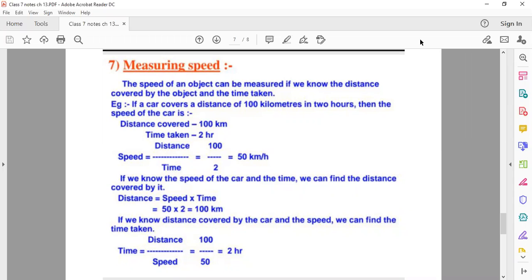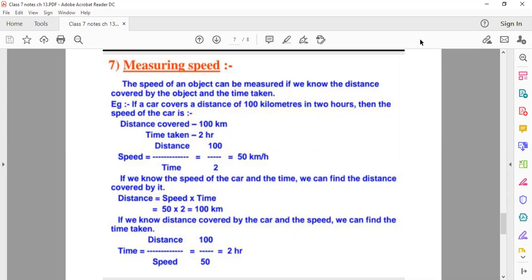Hello students. So today in this video I will continue chapter number 13, motion and time. Before starting the next part of the chapter, let's recap what we have discussed already. We discussed motion, and when an object is in motion and when it is at rest. After that we discussed the definitions of uniform and non-uniform motion. And afterwards, we read three new terms: speed, distance, and time, and the relationship between these three terms.